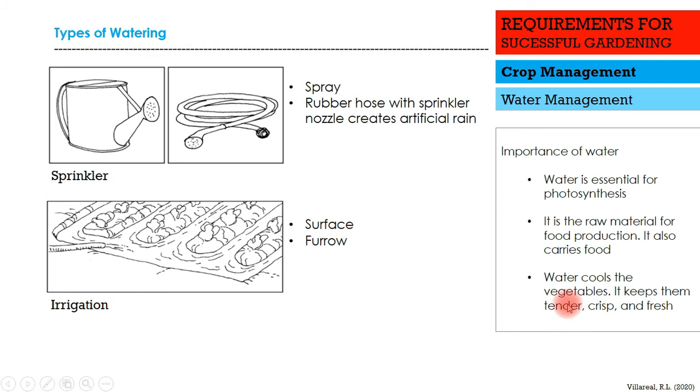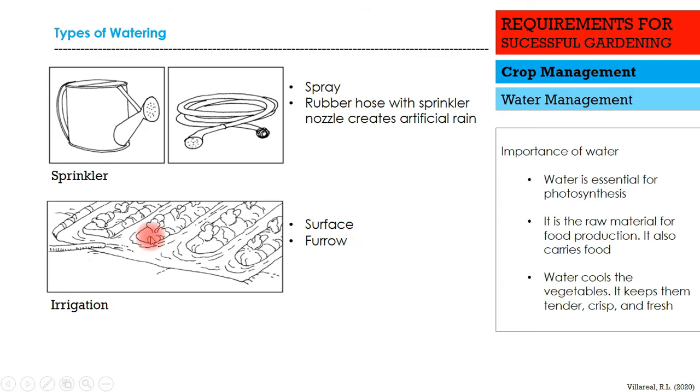There are different types of watering. For the sprinkler type, you can spray or use a rubberized hose with a sprinkler nozzle, which creates artificial rain. Watering can also be done by irrigation. The irrigation can be by surface only or by furrow, as you can see in the picture.